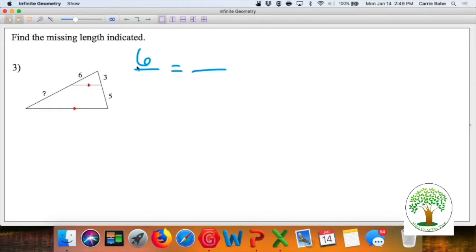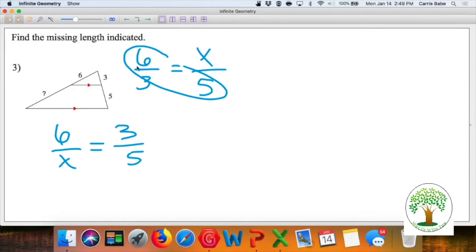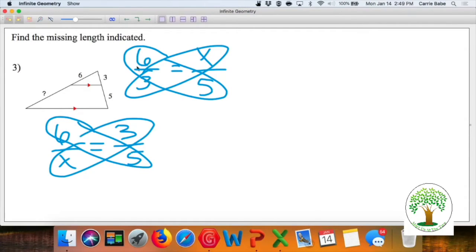6 over 3 is x over 5. Okay, let me just verify. Heidi did it differently. She said 6 over x equals 3 over 5. Is that going to be the same thing? Yes, because the 6 and 5 are going to multiply, and the 3 and the x are going to multiply. So, Heidi, you can do it your way.